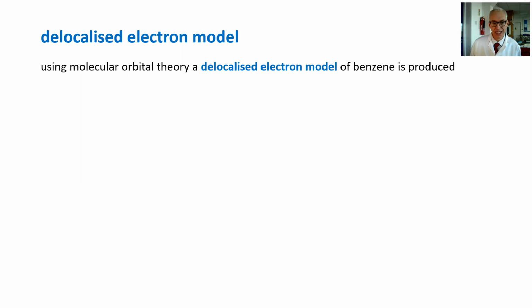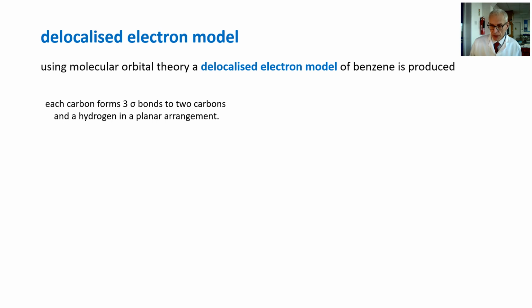bonding in benzene. Each carbon within the benzene ring will form 3 sigma bonds. Now, if you're not sure about sigma, I would suggest you pause and review sigma and pi bonding. So each carbon will form 3 sigma bonds to 2 carbons and a hydrogen, and that results in a planar arrangement, which I've attempted to represent there. So each of these is a sigma bond. Carbon-hydrogen sigma, carbon-carbon sigma, carbon-carbon sigma. In this region it will be a trigonal planar arrangement around each carbon, so bond angle 120.